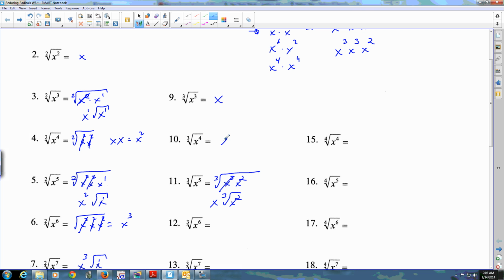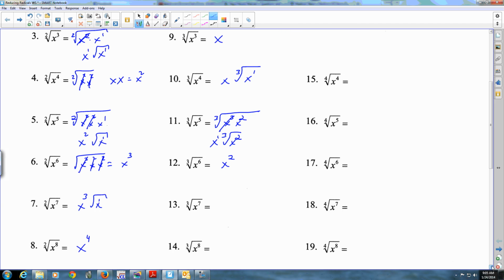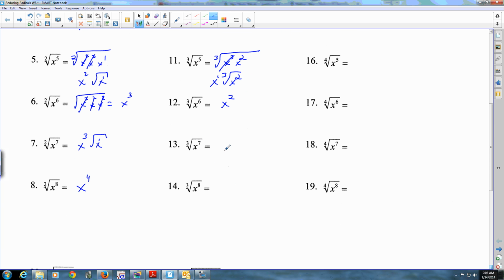3 goes into 4 once with a remainder of 1. Do you have to put the 1? No, I'm just doing it there to illustrate the point. 3 goes into 5 once with the remainder of 2. 3 goes into 6 twice. 3 goes into 7 twice with 1 left over. 3 goes into 8 twice with 2 left over. So it would be x squared cube roots of x squared.